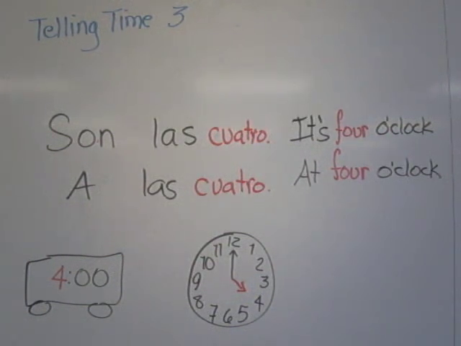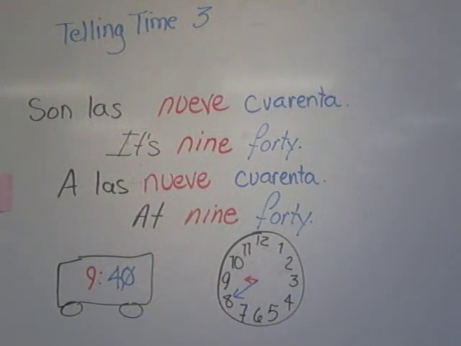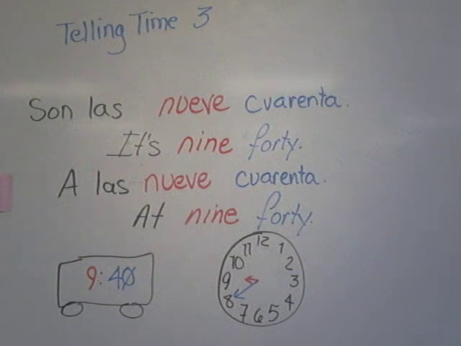Likewise, if it is something that isn't happening exactly on the hour, for example, it's 9:40 right now. Son las 9:40. Or I'm going to do something at 9:40 this evening. A las 9:40. We've learned that you can just add the number of the minutes, in this case 40, right after the number of the hour, which is 9. And this is very handy if you are using a digital clock.